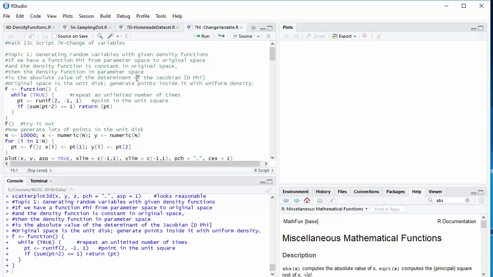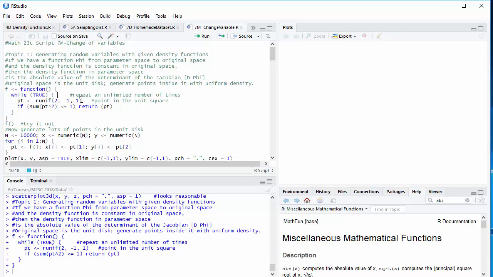So let's try this out. Our first goal will be to generate points inside the unit disk with uniform density. And here's a function that does this in a rather heavy-handed way. While true means keep doing this forever, except that we can get out of this while loop with return.